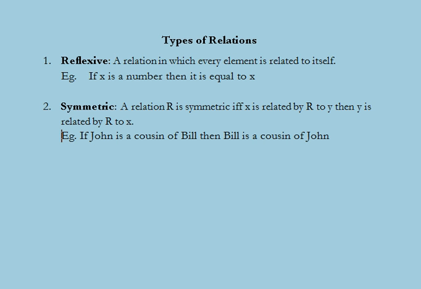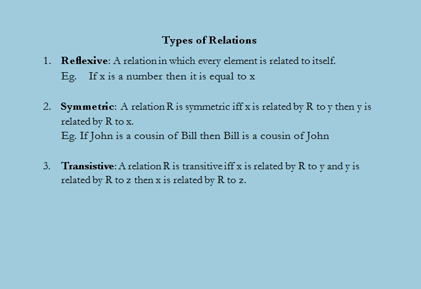Next, we are going to consider a transitive relation. A relation R is transitive if and only if x is related by R to y and y is related by R to z, then x is related by R to z.